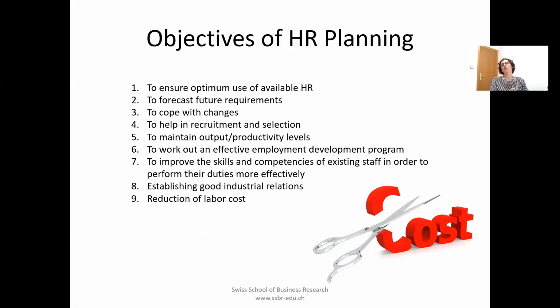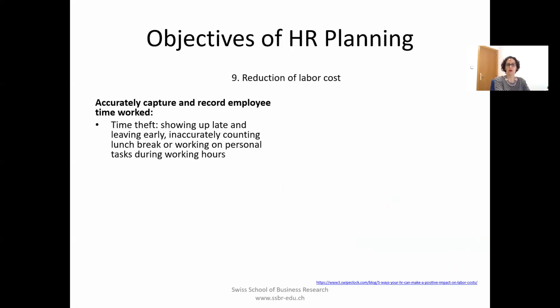And of course, one of the main objectives that we have is to reduce labor costs. The more that we can ensure that we have the right people placed at the right time in the right job, the more we can be cost effective. So in order for us to be able to properly reduce labor costs, there are various things that we can do. The first thing is that we need to accurately be able to capture and record an employee's time worked.